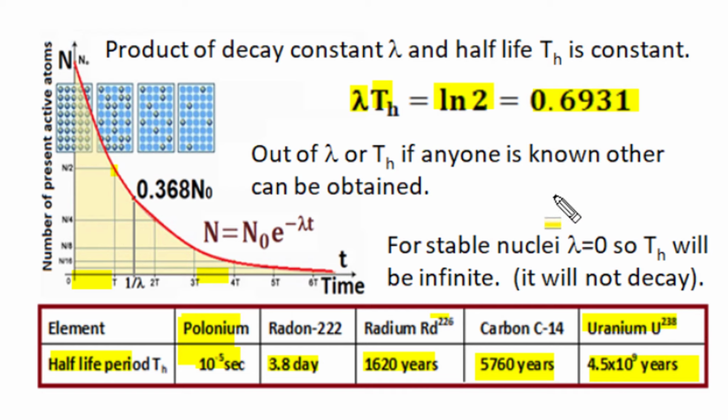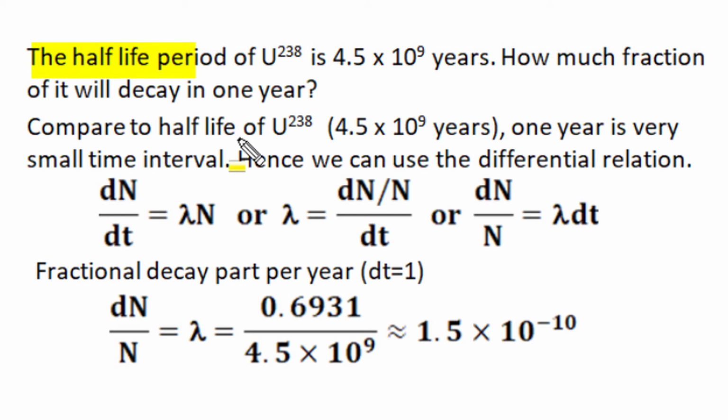A stable nucleus, which won't decay with time, has a zero value of decay constant, so its half-life is infinite. It is given that the half-life period of uranium-238 is 4.5 × 10⁹ years, and it is asked what fraction of it will decay in 1 year.